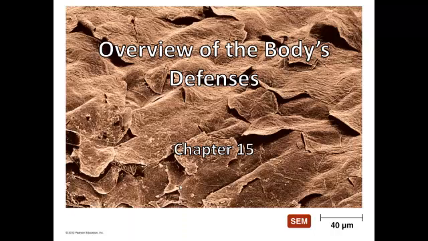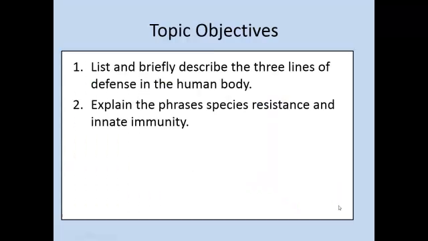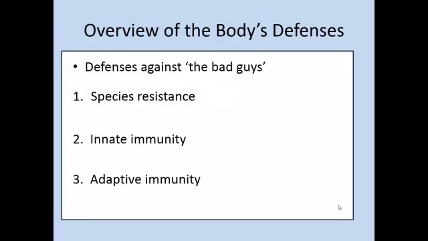body's defenses. The learning objectives for this topic are: list and describe the 3 lines of defense in the human body, and explain the phrases species resistance and innate immunity. So let's talk about the body's defenses.